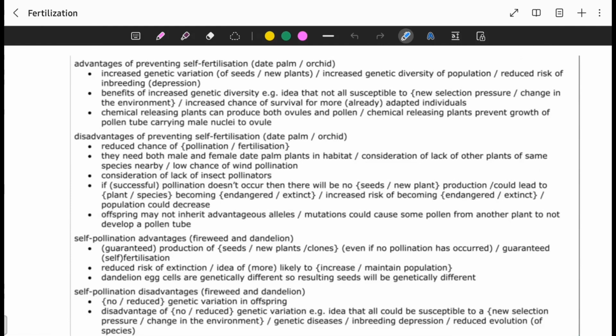And for disadvantages, there will be no genetic variation. That's the usual one. We know that if the gametes are from the same plant, they will have the characteristics of the same plant too. There will be no variation, and that's why it can reduce genetic variation, and if there's a new selection pressure or change in the environment, they cannot survive. And yeah, so that is it.